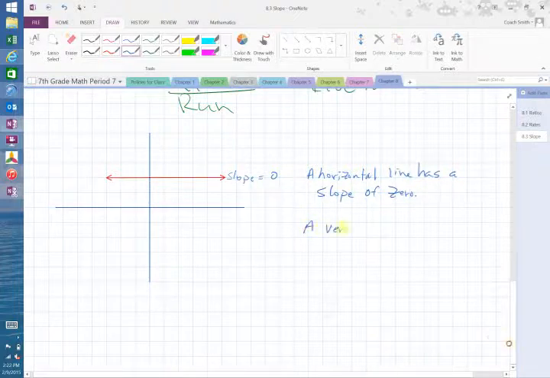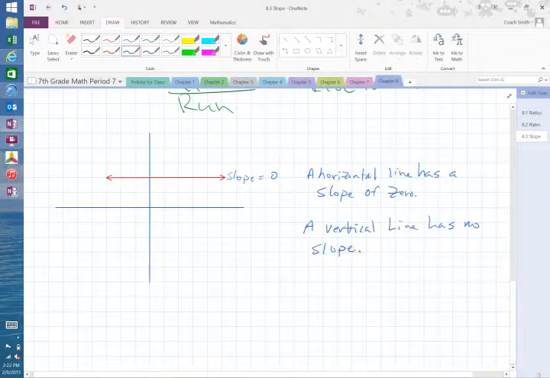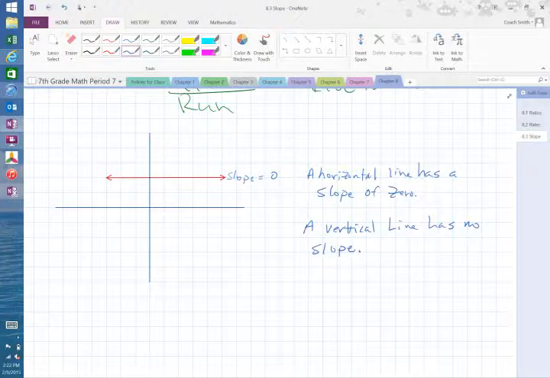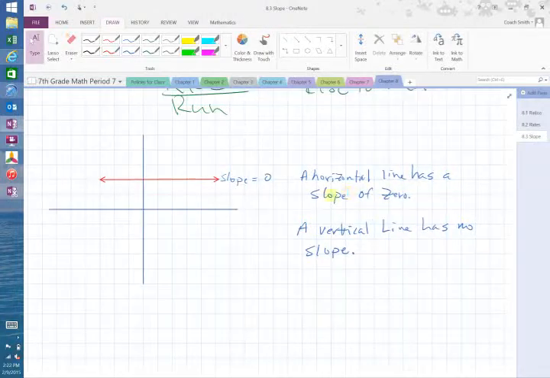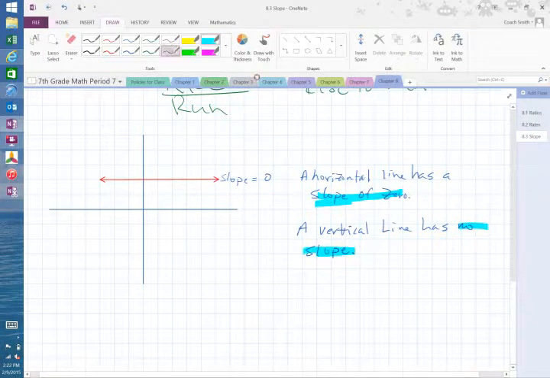A vertical line has no slope. Okay, a lot of people say it's undefined. Okay, but it's no slope. There is a difference between 0 slope and no slope. A slope of 0 and no slope are not the same.